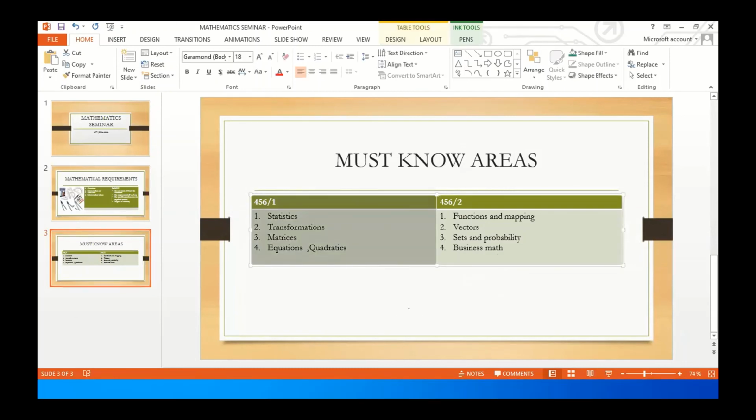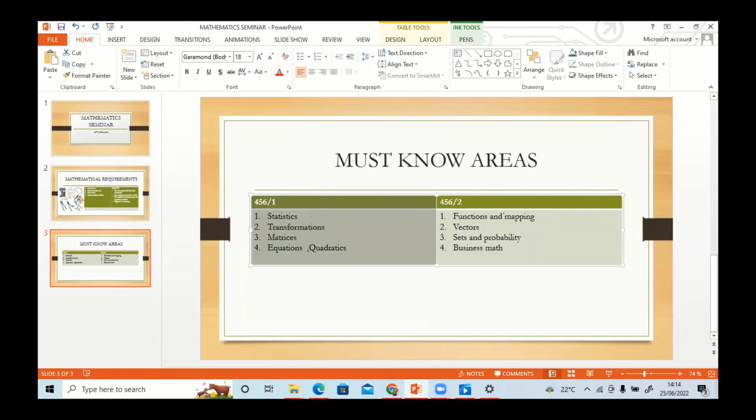When you are preparing for paper 2, make sure that you know your functional mapping, vectors, sets and probability, and business math. When you go in the paper, when you know all these sections, this is already credited free. You have your credited free already assured.